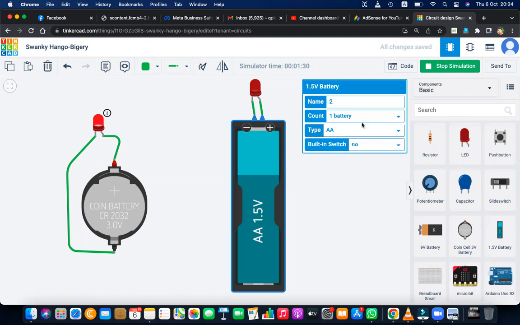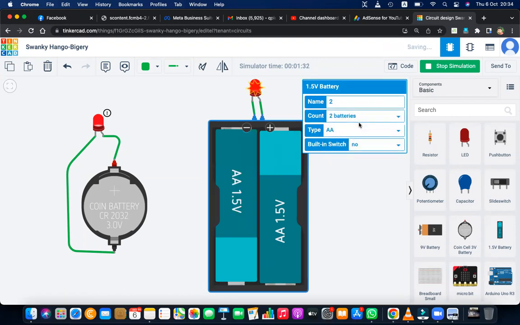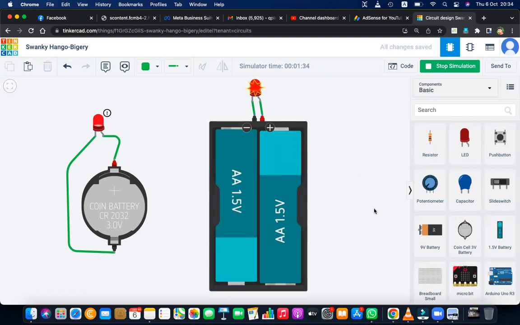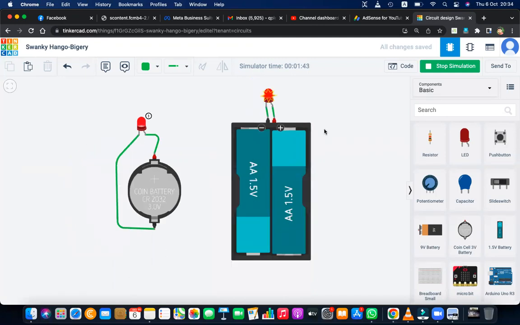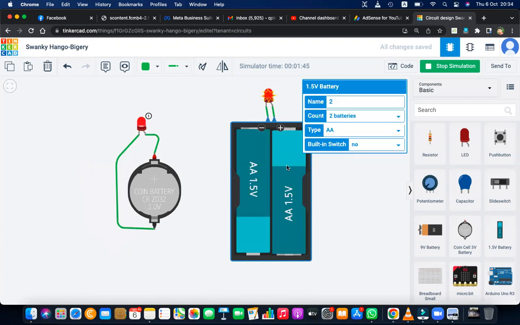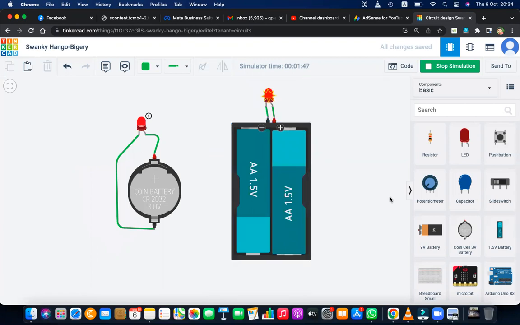I need to increase one more battery, right? I'm adding 2 batteries now. What will happen as a result? So this is the first setup, this is the second setup. What's the problem? Now, I have added 2 batteries. These batteries need to be added serially or parallelly?